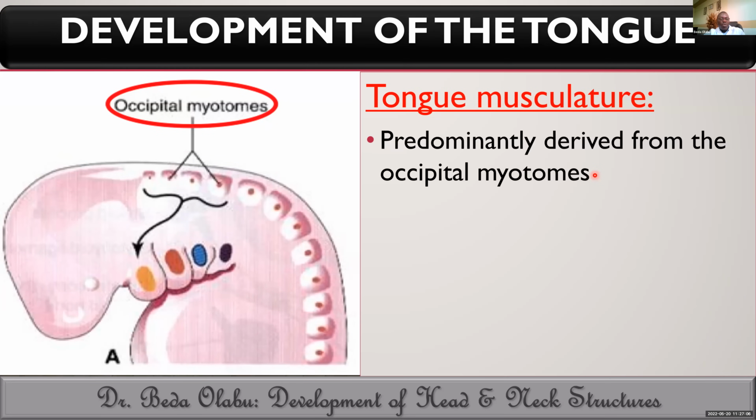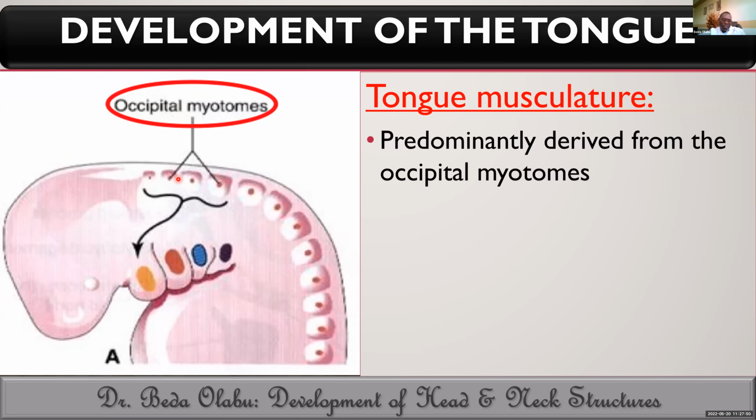Now, perhaps you need to be reminded what a myotome is. Remember, we had what we call intraembryonic mesoderm. Then intraembryonic mesoderm divides into three: paraxial, intermediate, and lateral plate mesoderm. The paraxial mesoderm then divides into three again: dermatome, myotome, and sclerotome. Myotome is the one that gives you skeletal musculature. Now we are saying the myotome in the occipital region, so we call them occipital myotomes. Occipital myotomes give rise to the tongue musculature.